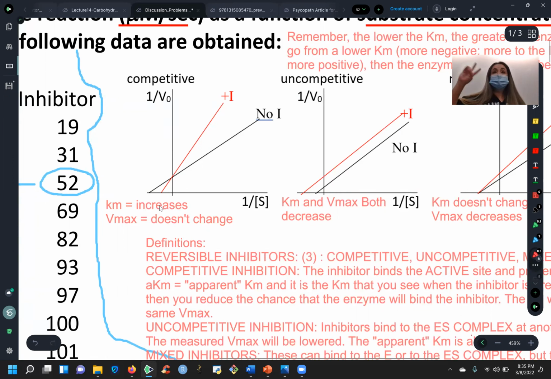Remember that there were 2 things that were really important: whatever crosses at the x-axis and whatever crosses at the y-axis. Whatever crosses at the x-axis, that is your 1 over Km. Whatever crosses at your y-axis, that is your 1 over Vmax.